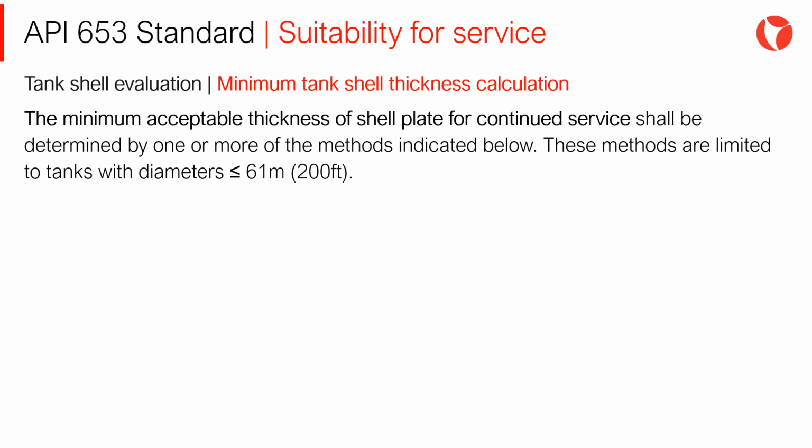Let's see this in a little bit more detail. The minimum acceptable thickness of shell plate for continued service shall be determined by one or more of the methods indicated below. These methods are limited to tanks with diameters less than or equal to 61 meters.